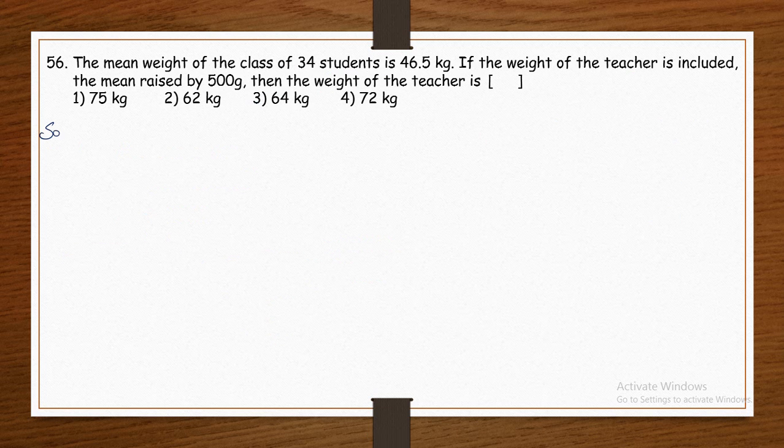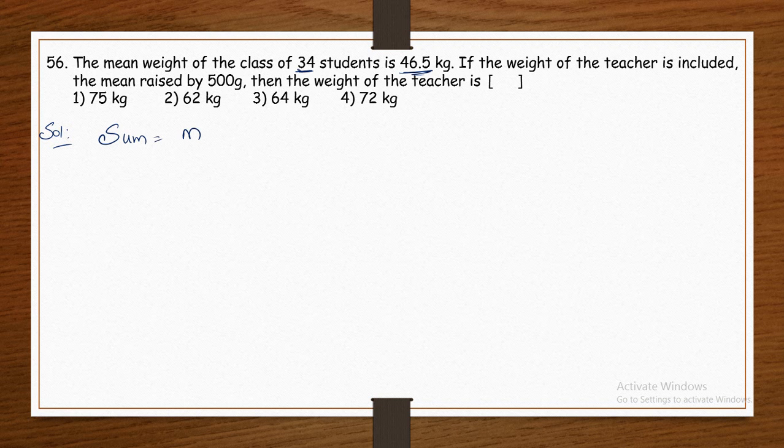Now if you observe this, the mean weight of the class of 34 students is 46.5. If the weight of the teacher is included, the mean rises by 500 grams. So here you need to observe that the mean is given in kgs and the rise in mean is given in grams, so you need to convert it into kgs. Then the weight of the teacher is. So look at the question carefully. The number of students and the average are already given, so I can directly go with the sum.